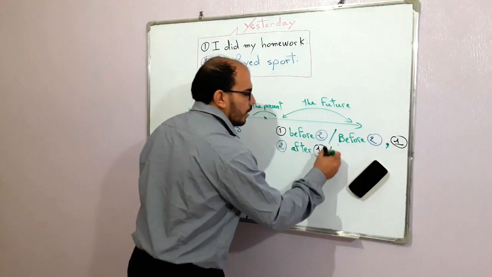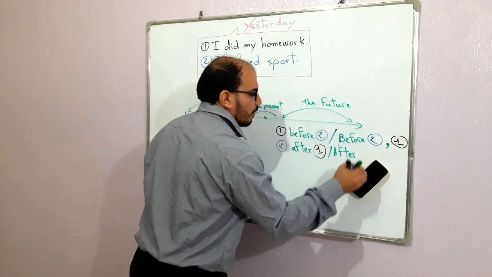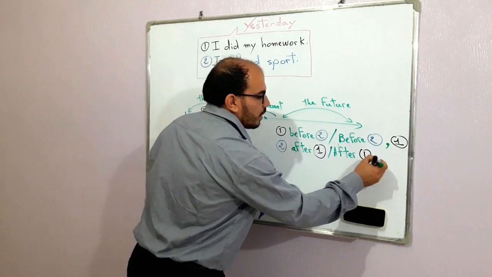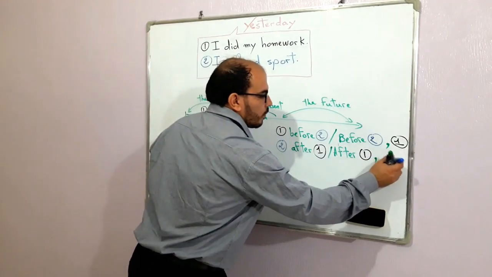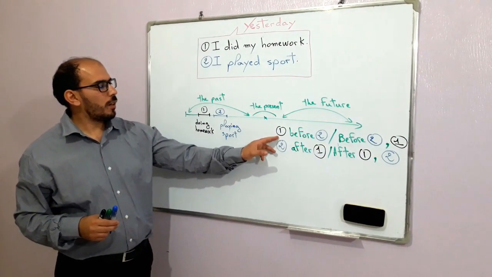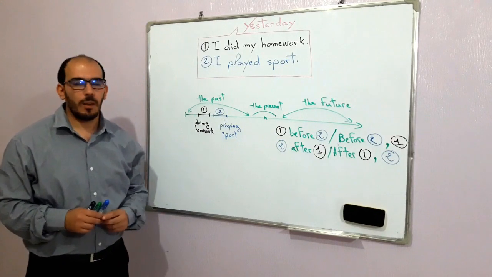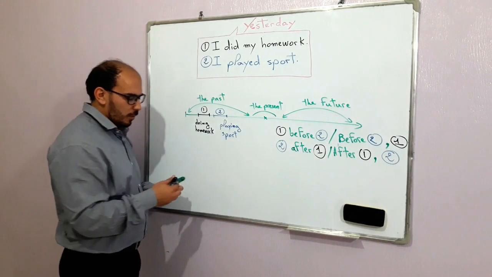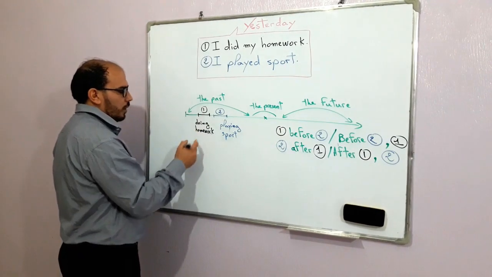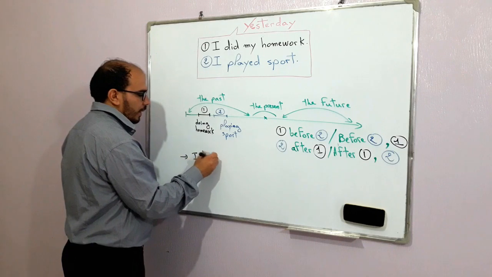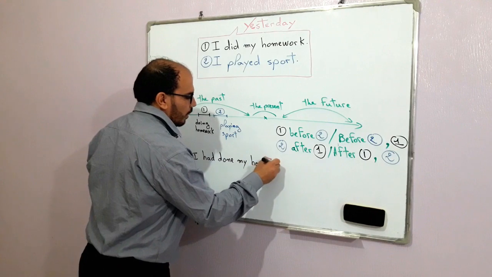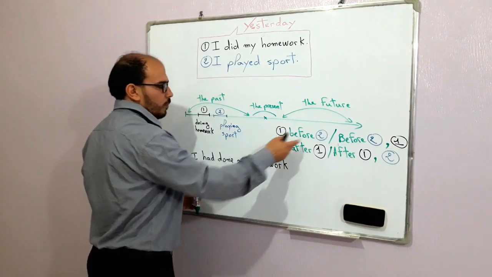Or we can start with after. So we say that after one, we have activity number two. So after one, we have two. And before two we have one, logically speaking. So now how can we write them? For example, for number one, I had done my homework.